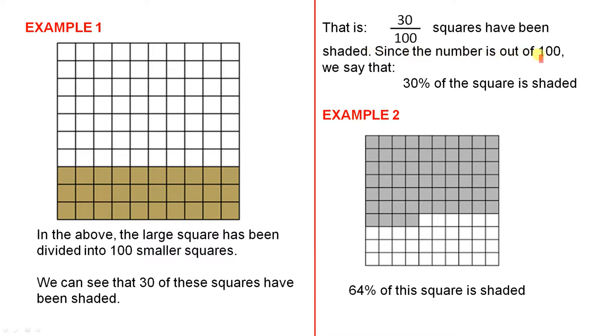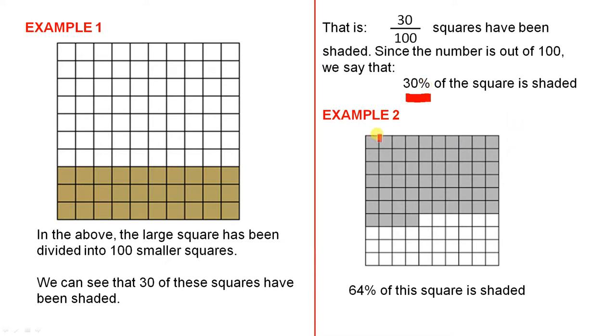Since the number is out of 100, we say that 30% of the square is shaded. Remember, 30 per 100. 30%. That's what it means.